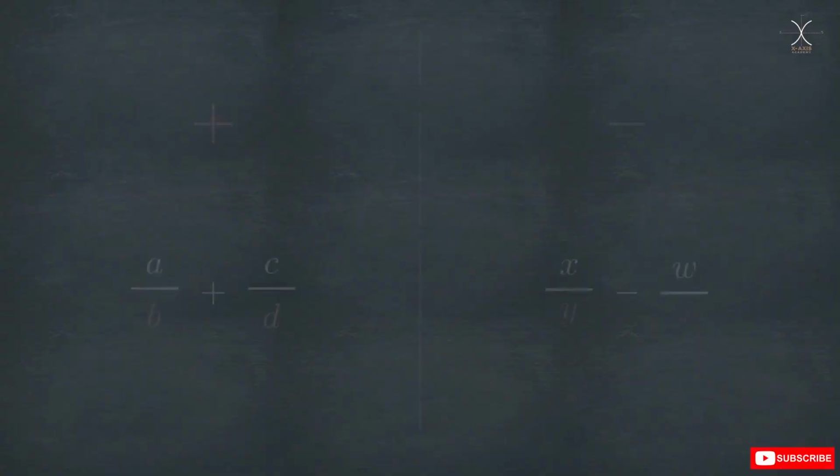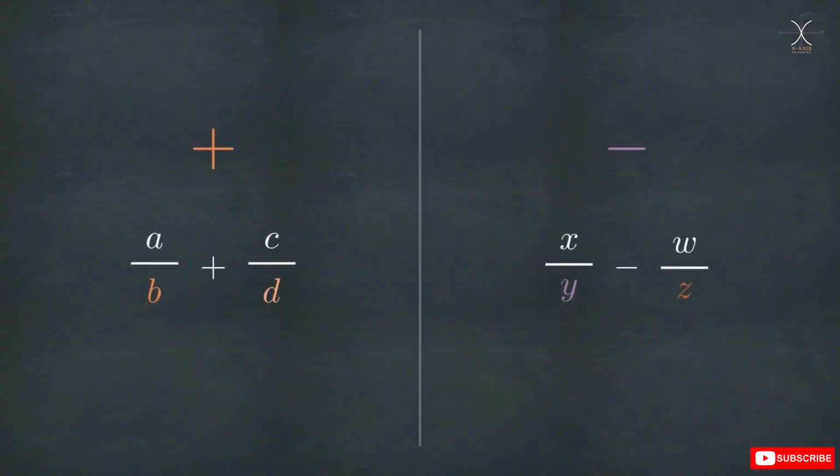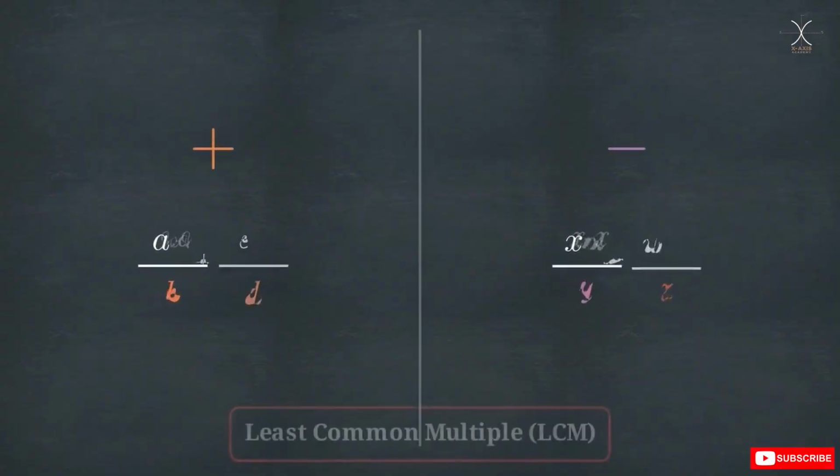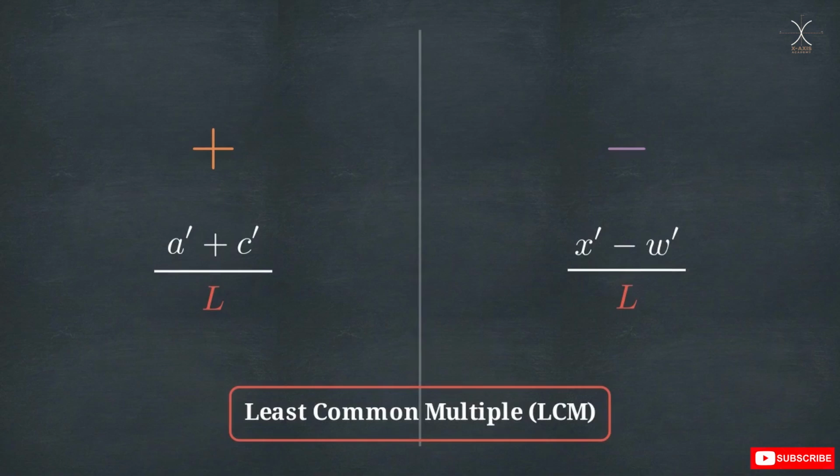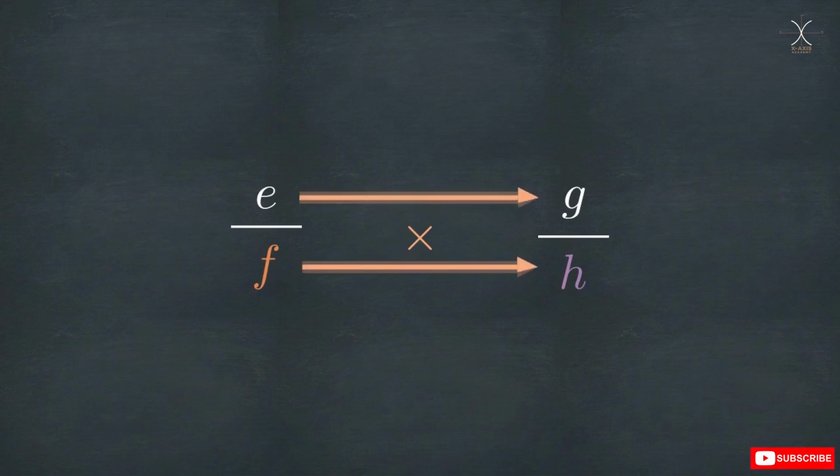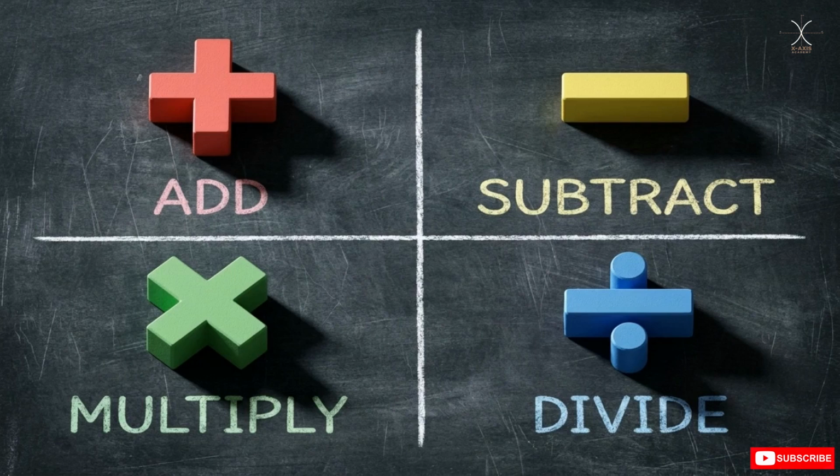Let's review the framework. When adding and subtracting rational numbers, you must establish a matching base using the least common multiple. For multiplication, you ignore the base entirely and multiply the numerators and denominators straight across. And for division, you flip the second fraction to its reciprocal and multiply.